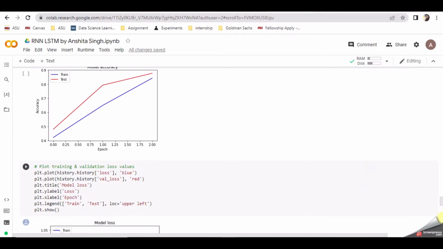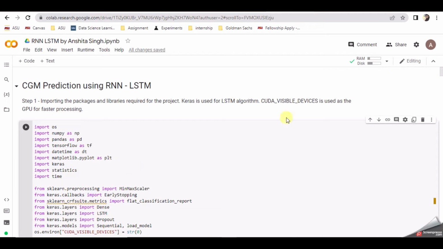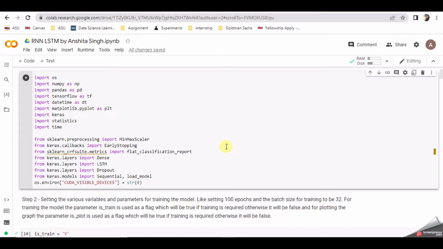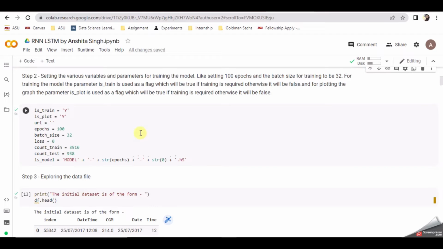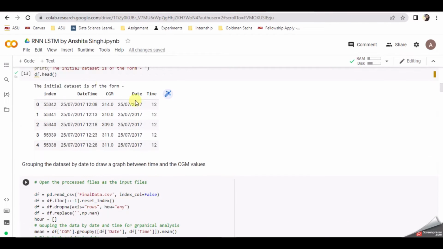Then I have worked on the RNN LSTM algorithm to train the model for the prediction of the CGM values, and finally whether the patient had taken a meal or not. So I've taken epoch 100, which gave the best prediction. Then this is the initial importing of the data set, which has the time and the CGM values.